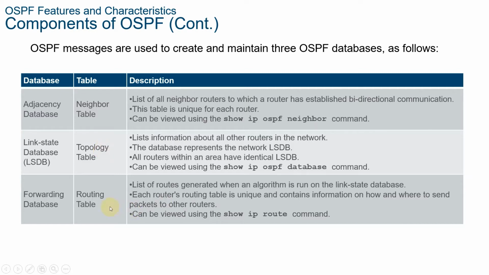All right. So the last table is the routing table. These are the list of routes generated when an algorithm is run on the link state database. OSPF uses the SPF, or the shortest path first algorithm, also known as Dijkstra's algorithm. Each router's routing table is unique and contains information on how and where to send packets to other routers.